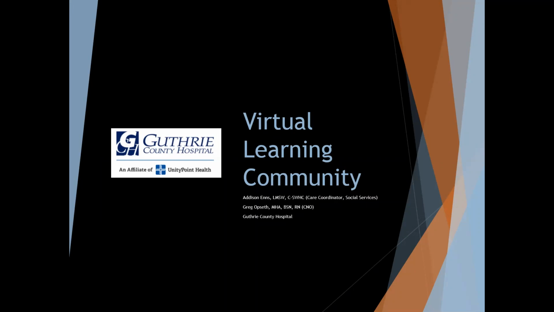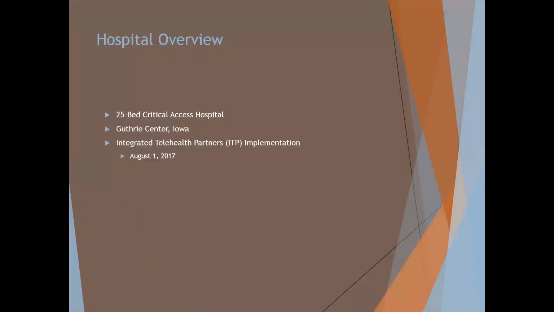We're going to go through a little bit about our story with ITP. Next slide, please. So much like Greene County Medical Center in Jefferson, Guthrie County Hospital is a 25-bed critical access hospital in Guthrie Center, Iowa. We are roughly 45 miles to the west of Des Moines, and we ultimately established with ITP in August of 2017.